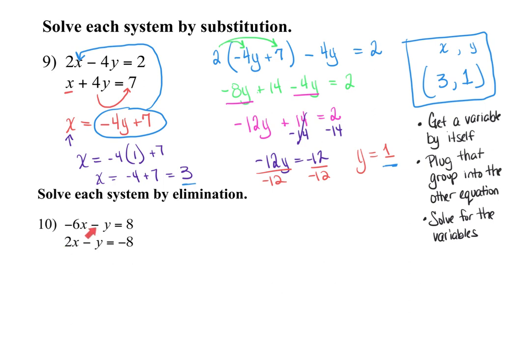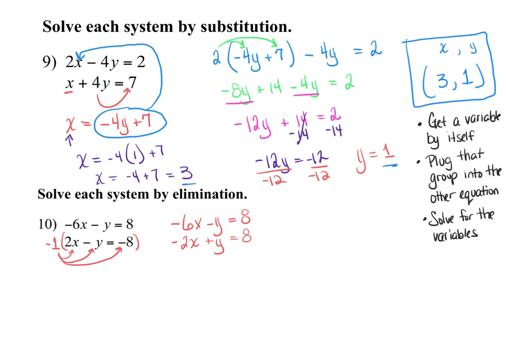Or I have a -y and a -y, so I could multiply one of the equations by -1, and then I could eliminate my y's. So I think we'll do the second one. We will multiply one of the equations by -1. So I'm going to leave the first equation alone, -6x minus y equals 8. And then I'm going to multiply every piece of the second equation by -1. So -1 times 2x is -2x. -1 times -y is +y. And -1 times -8 is +8.